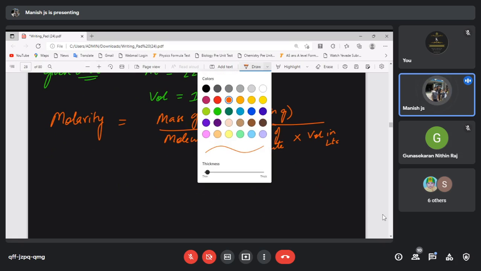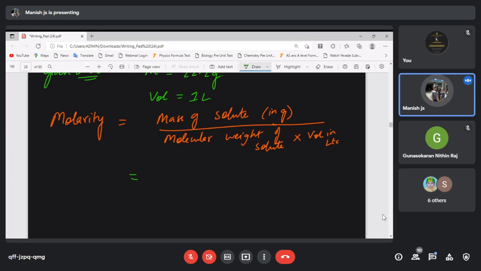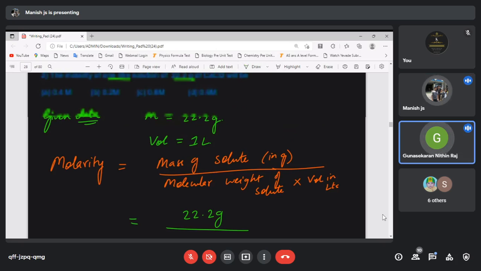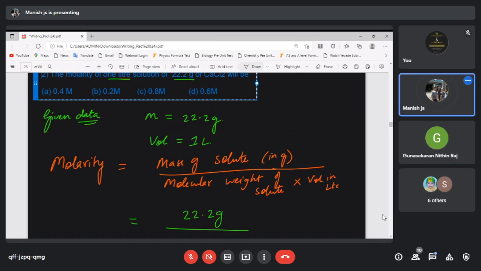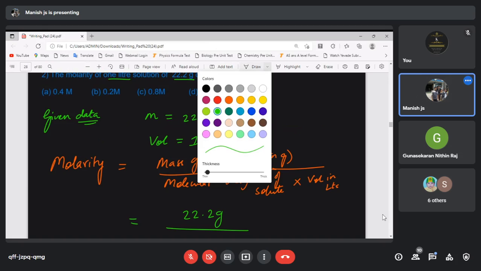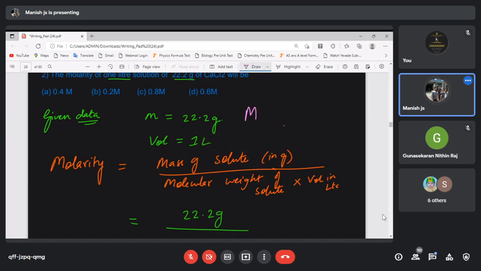So now I will substitute. What is the mass of solute? They have already given it in the question, 22.2 grams, divided by the molecular weight of the solute. You have to find out the molecular weight of calcium chloride, CaCl2. Ca is 40, we can take it as 40, plus chlorine, I think 35.5. 2 times 35.5, so how much are you getting, sir?